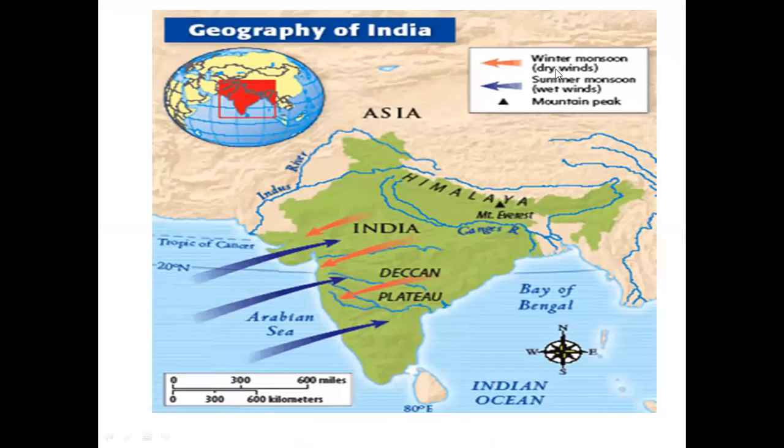So you can see, the blue color is summer monsoon and the red color is winter monsoon.